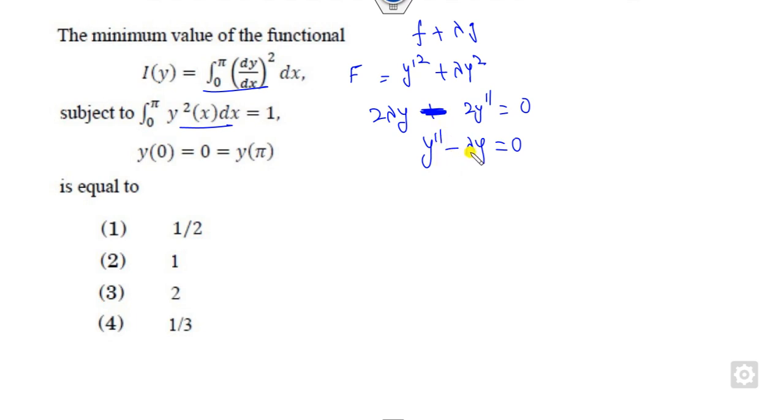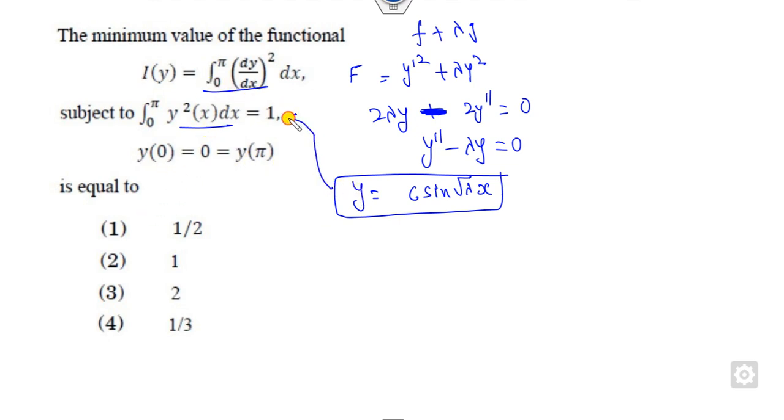We can take the 3 cases and we will get this solution as c sine of root of this x. This is the solution we have obtained. Now how can you find it? You have to find the extremal value. You can substitute this value here. So it's c square. I can take it as integral from 0 to pi of dx is 1.